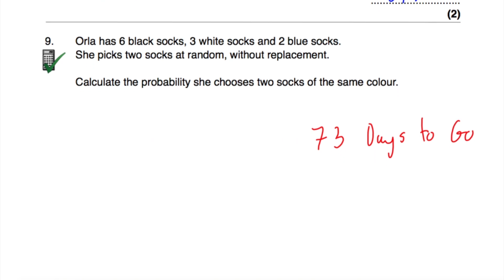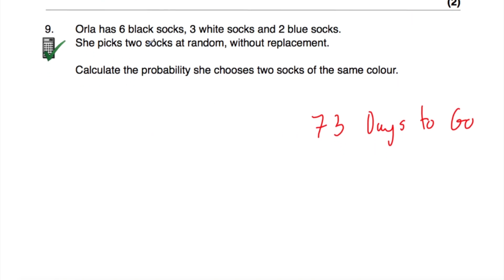Okay, next is a conditional probability question. So Orla's got 6 black socks, 3 white socks, and 2 blue socks, and she's going to pick 2 socks at random without replacement. So in other words, she's taken out a sock and then taken out another sock without putting the first sock back in, which is probably what you do whenever you take out 2 socks out of a drawer. Okay, so the question says, find the probability she chooses 2 socks of the same color.